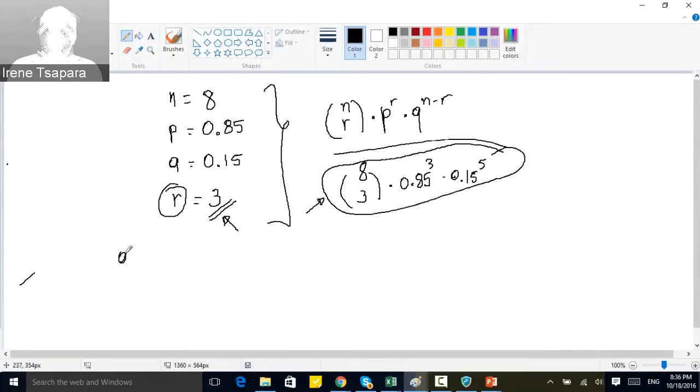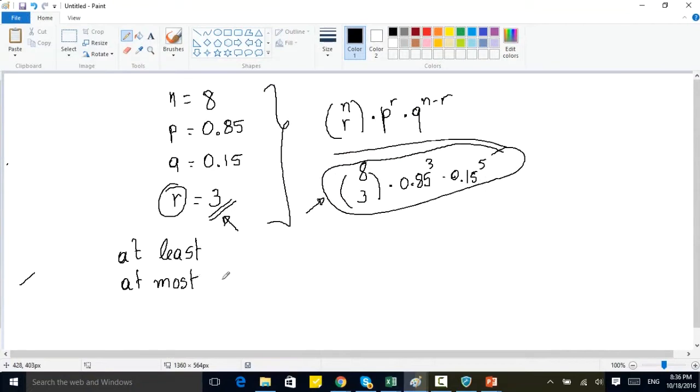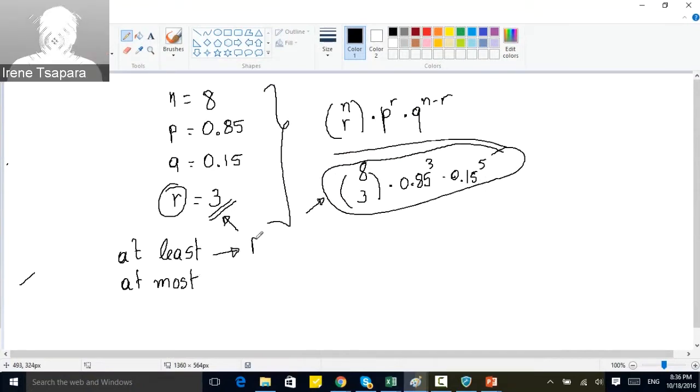So in some cases, when we calculate binomial probabilities, we care about at least. In some cases, we care about at most. Suppose now that we want to find the probability that X is at least 3. If we want X to be at least 3, then we want X to be greater than or equal to 3. So the probability that X is greater than or equal to 3 is equal to the probability that X is equal to 8, 7, 6, 5, or 4. So we don't want the probability to be equal to 2, 1, or 0.